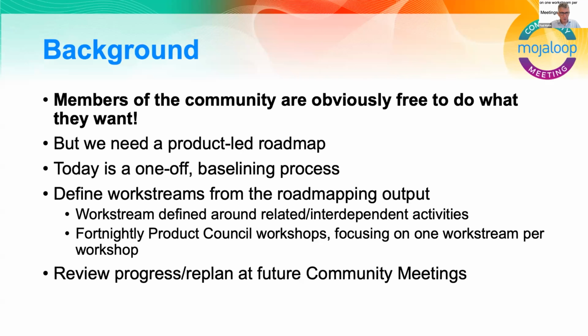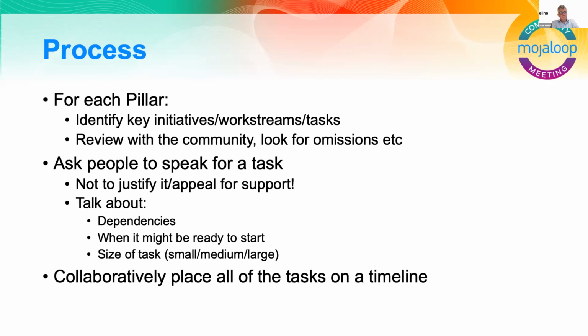So, how do we go about this? Okay, I feel pretty sure that you've got the idea that we're talking about pillars a lot. So this process is going to be focused around those pillars. For each pillar, we're going to identify the key initiatives, work streams, tasks, the things that must be done. Try to identify the interdependencies between them, and not specifically size the task, but get a feel for, is it a small, medium, large task? And then we will review with the community today.